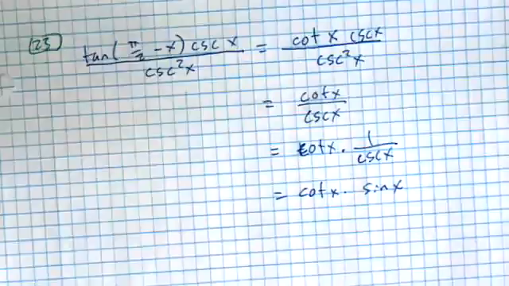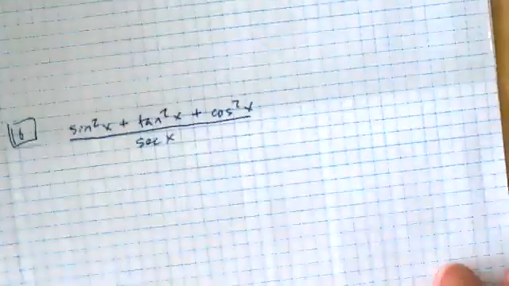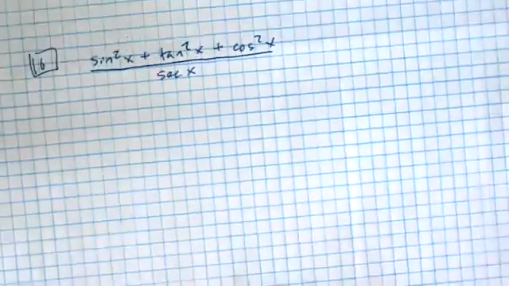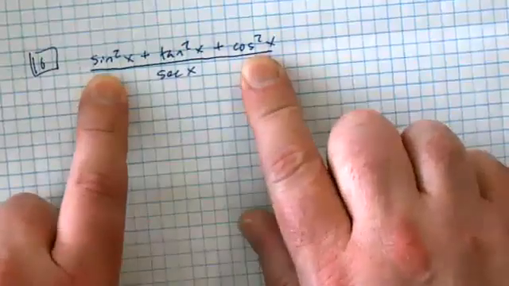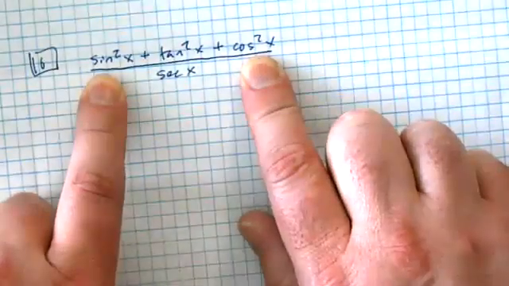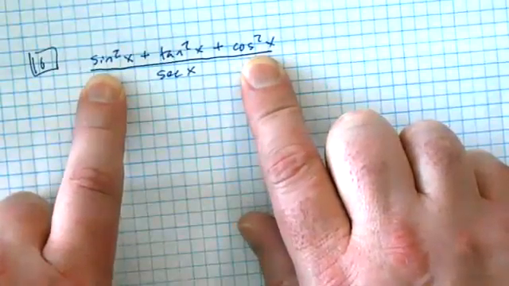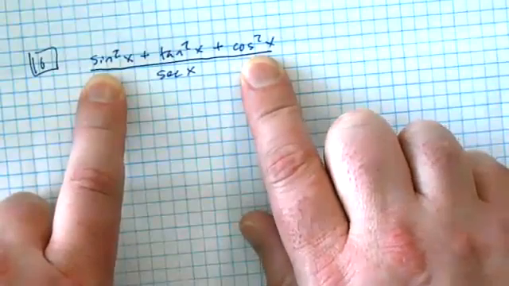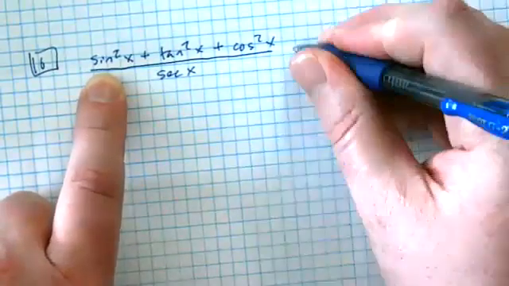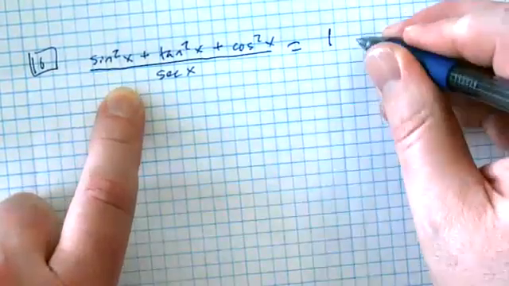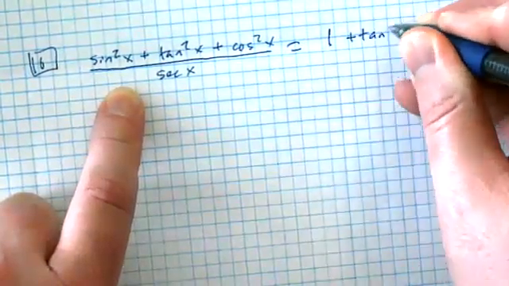Okay, 16. This didn't jump out at me right away. It took me a minute to realize that we do have sine squared and cosine squared in that numerator. They're not right next to each other, but they're both up there and they are being added together. What is sine squared plus cosine squared? 1. So I'm going to rewrite it with a 1 in place of the sine squared and cosine squared. The tangent squared is still there.